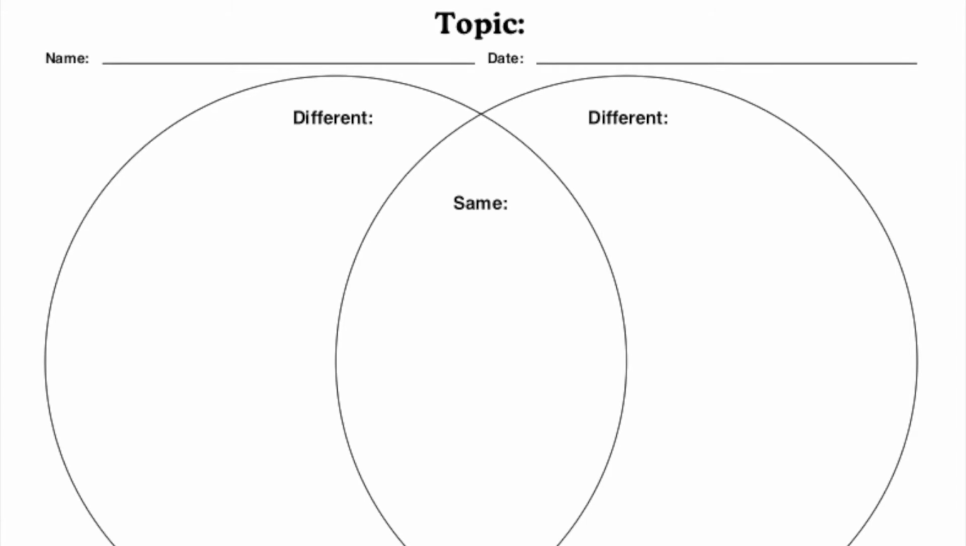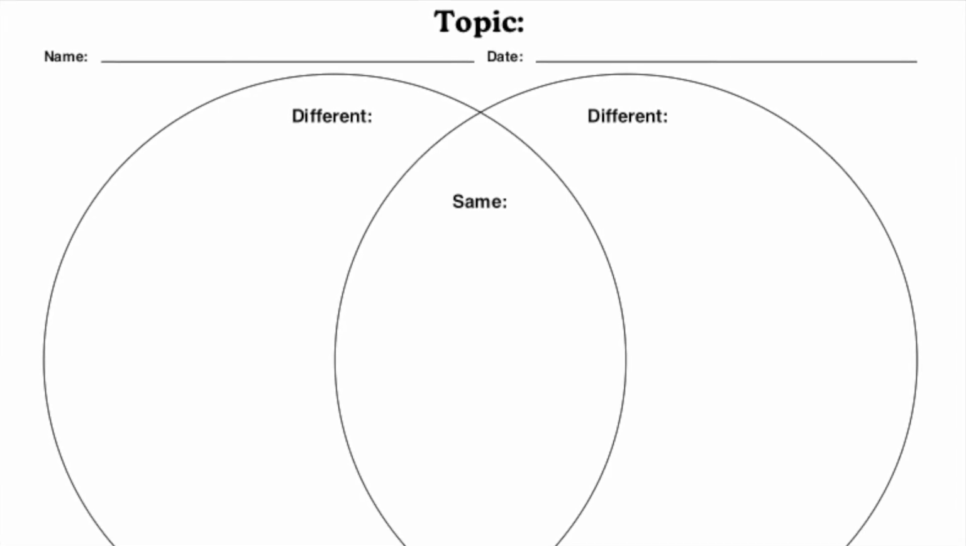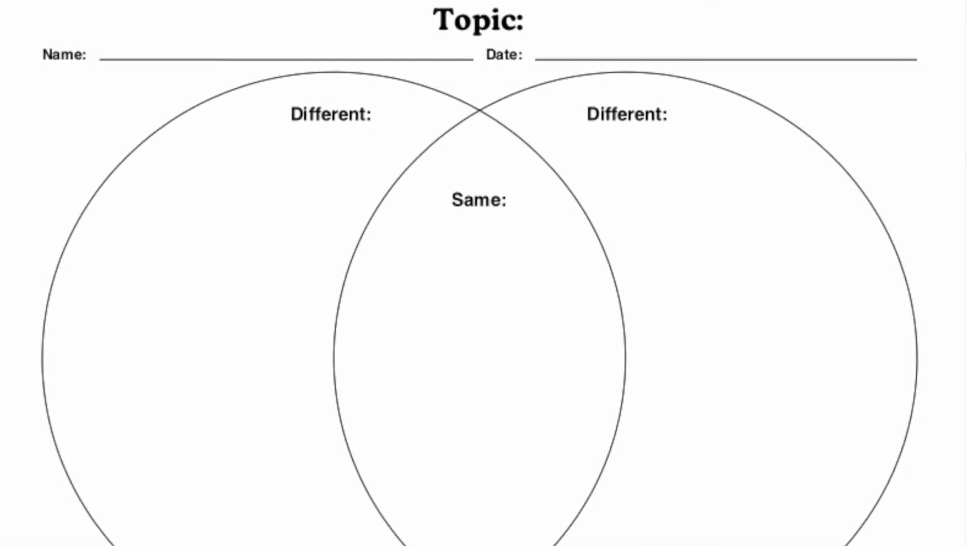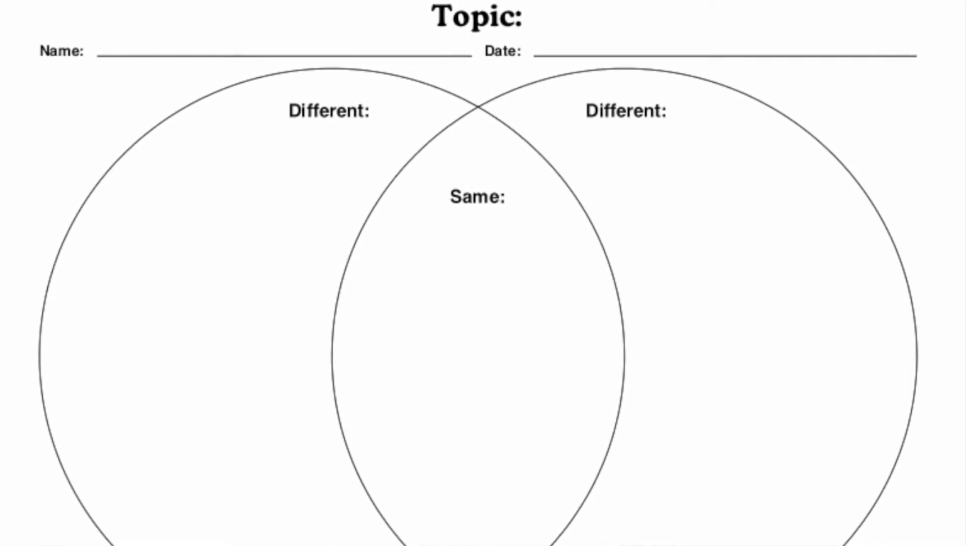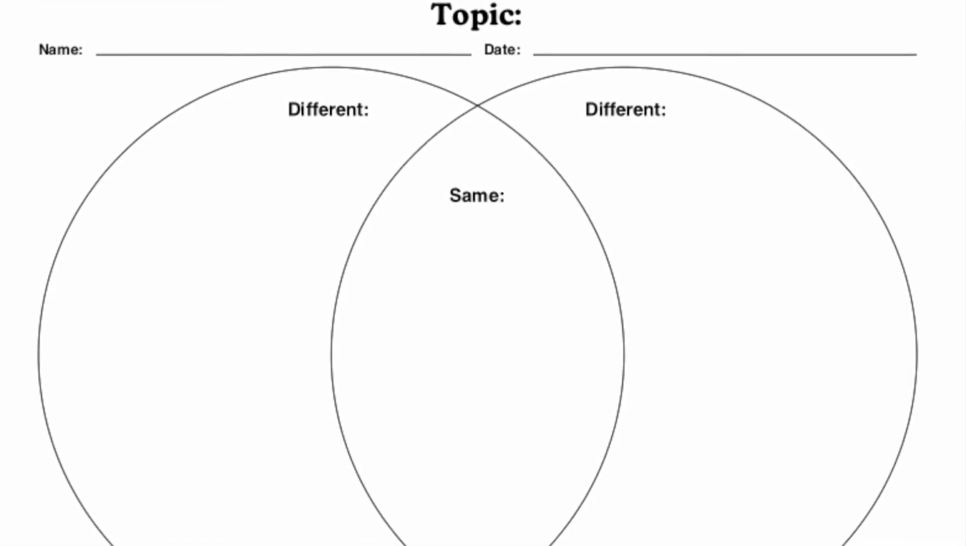In the visual, we have a graphic organizer and visual of a Venn diagram. So for a Venn diagram, the students will compare, after reading, the differences and the similarities between two characters within their reading.